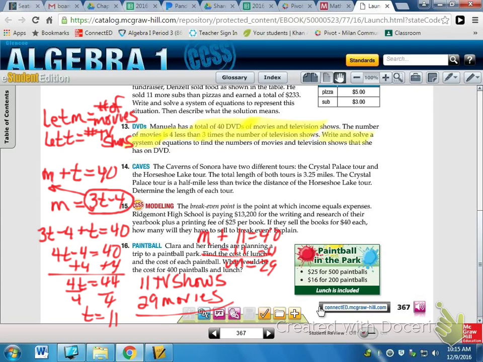Yep, 29 movies. Okay, so you're going to have to deal with some word problems and then some that you have to decide which way is the better way to go.